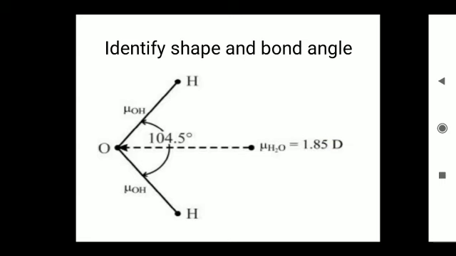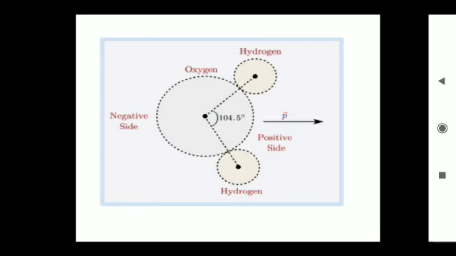Next, identify the shape and bond angle. Dipole moment plays an important role in determining shape and bond angle. For water, the dipole moment is 1.85 D, so the bond angle is 104.5 degrees. By observing the diagram, you will calculate the shape and bond angle.